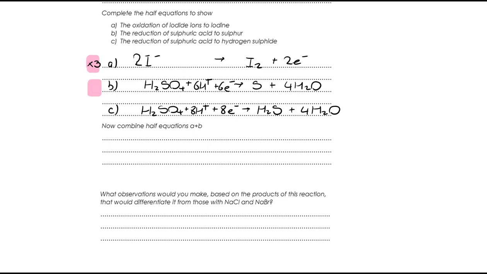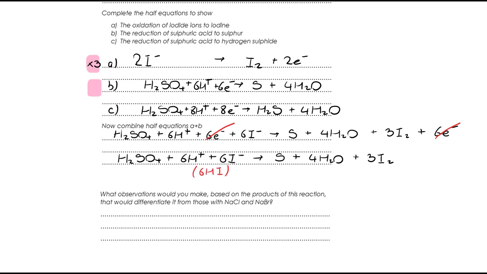And in A and B, you can see that actually I'm going to have to multiply A by 3 so that I've got 6 electrons on the left and 6 electrons on the right. The electrons have to cancel out. So if I'm multiplying A by 3, I have to multiply it all by 3. And that's why I've got 6I minus and 3I2. Now I can get rid of my spectators and I can rewrite my full equation.